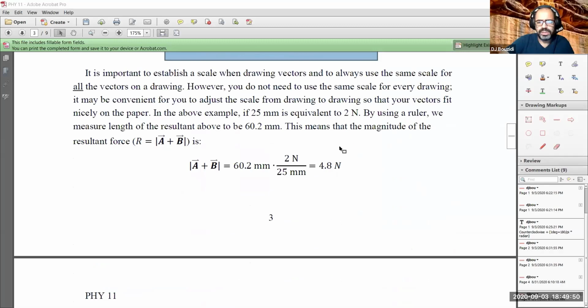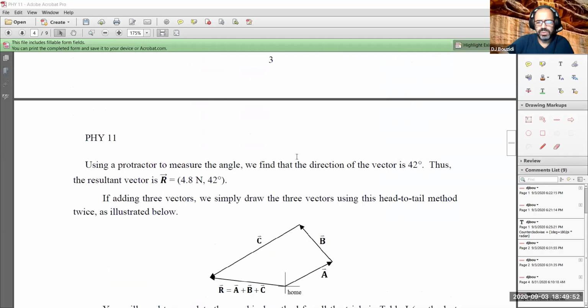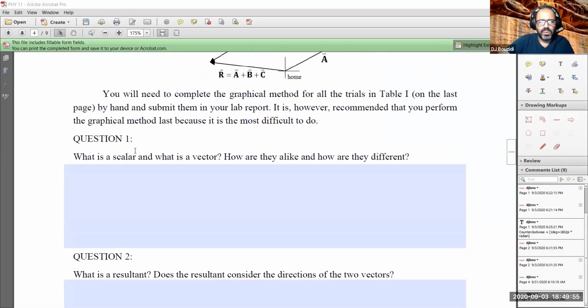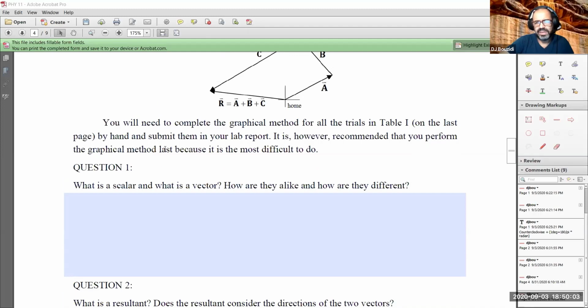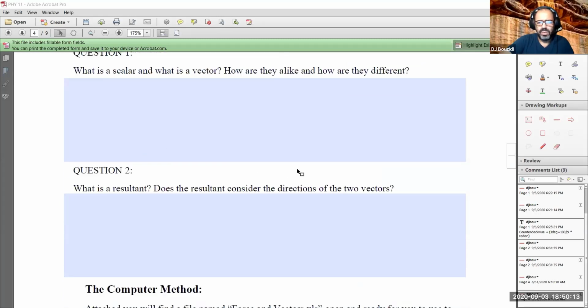Okay, so let's continue now with the second part of the assignment. This is giving you some examples on how to convert to newtons and all of that. And now, what is a scalar and what is a vector? You should be able to tell from the instructions. Basically a scalar is just a number, like the mass, I gave the example, and temperature. A vector is a quantity that has direction in addition to a magnitude. What is a resultant? The resultant is the sum of two or more vectors.